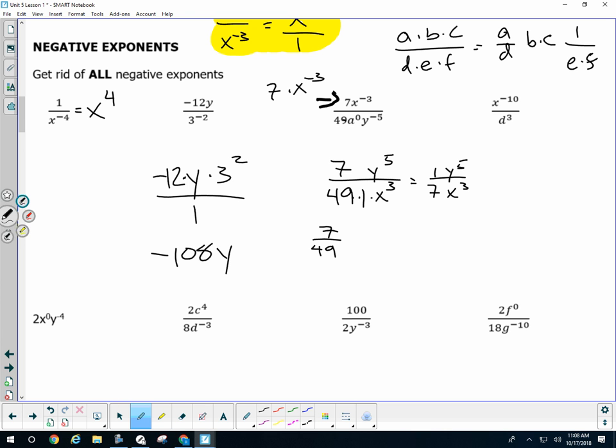So how do you get 7 over 49? I'm just showing you that you can think about this being separate from things, and you can say that this is not married to the y to the fifth. This is not married to the x cubed. The 7 and the 49 can simplify each other.